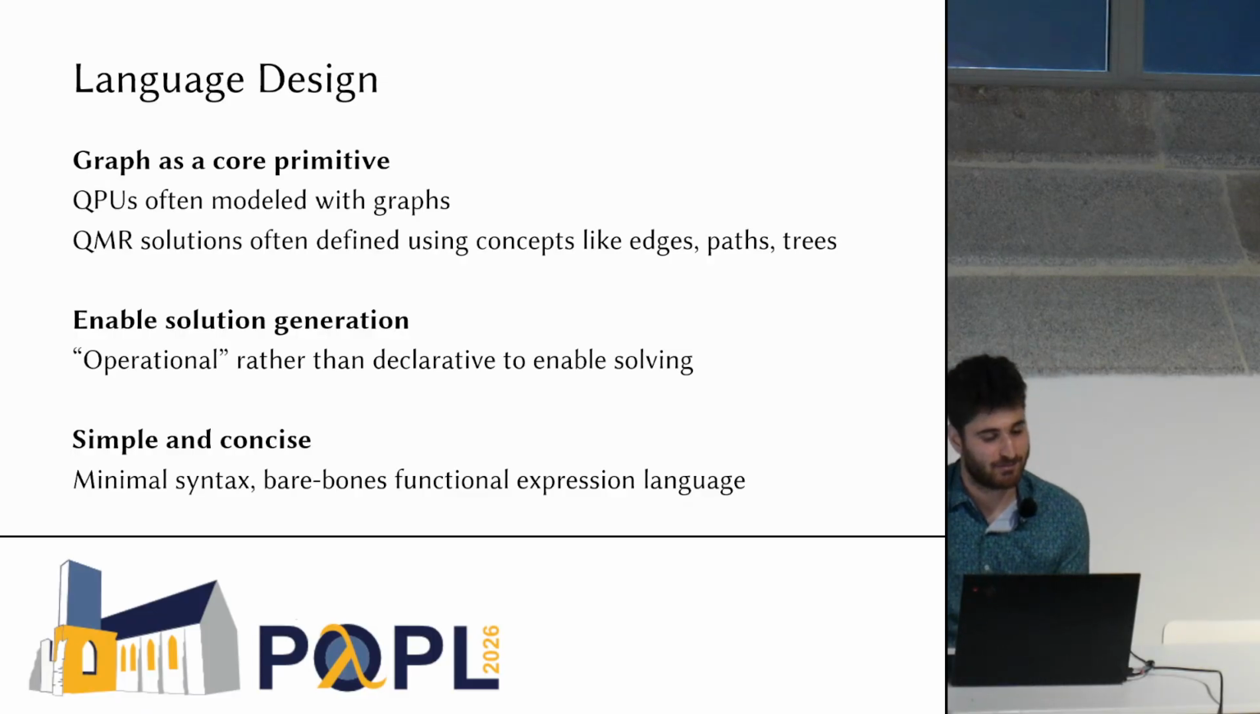Another thing that is kind of a subtle point is that this language is designed ultimately for generating solutions. So the way that we specify constraints is operational. It provides instructions to a future compiler for how they are able to implement a gate, as opposed to declarative constraints that say what are the rules about when gates can be executed. And so we'll see an example of how this allows us to solve things later. And then finally, we want the language to be easy to use, but not theoretically complex. So it has a pretty minimal syntax, and it's based on a bare bones functional expression language.